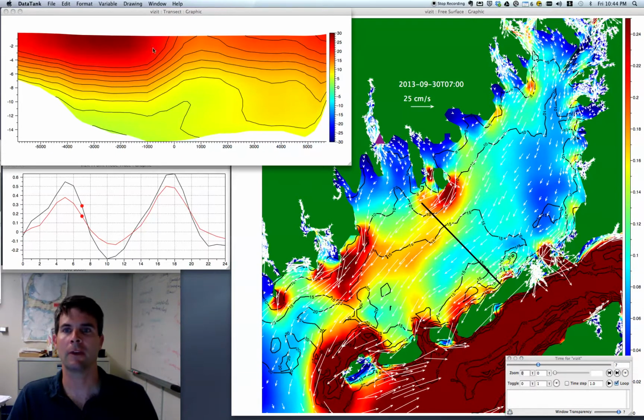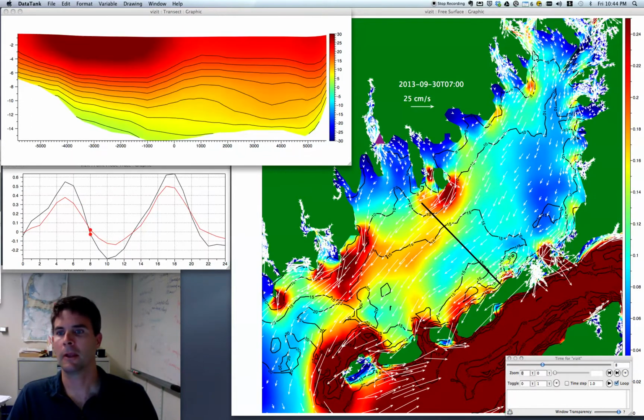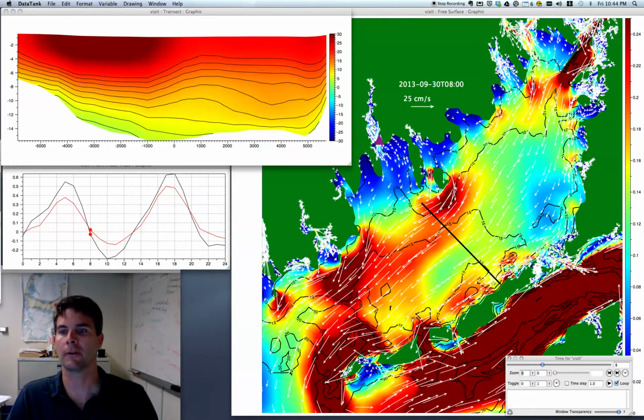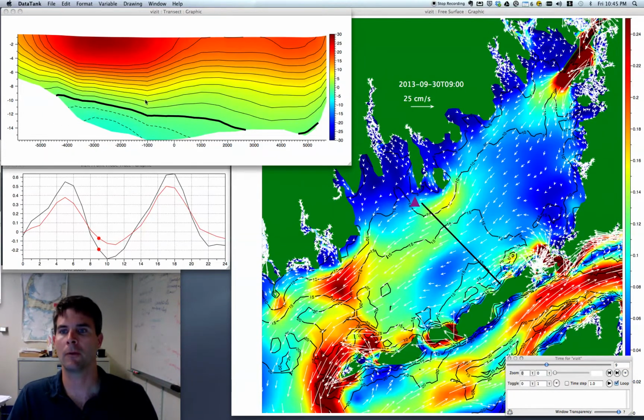Peak velocities at the surface again, because the wind is working with the tidal pressure gradient, weaker near the bottom, but everything is positive. And then this will essentially repeat itself. This is probably the point of peak ebb. Then things start to turn around. Now we're starting to see some up bay water at depth.